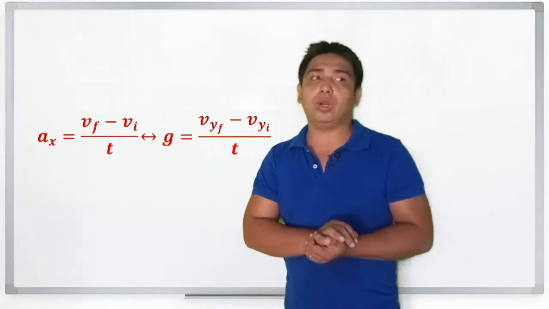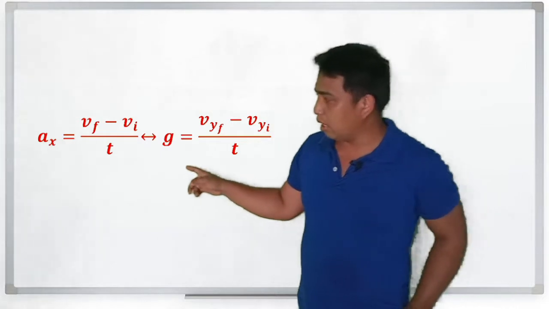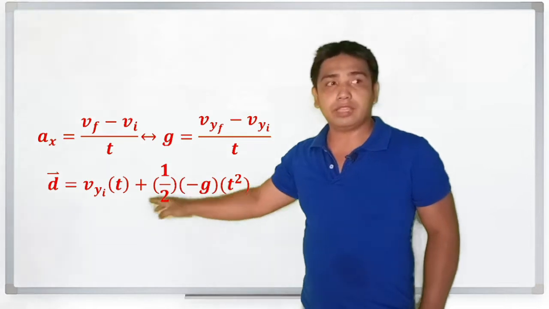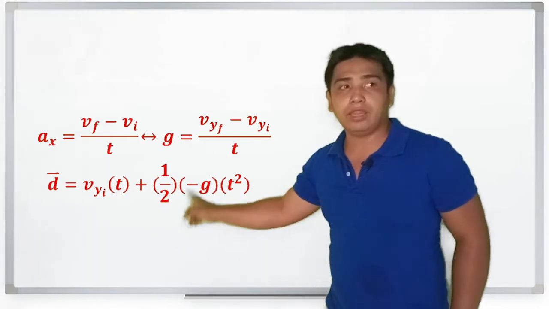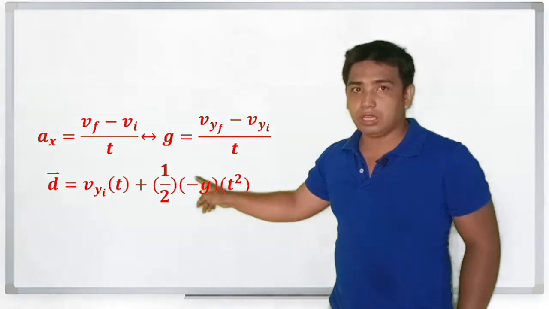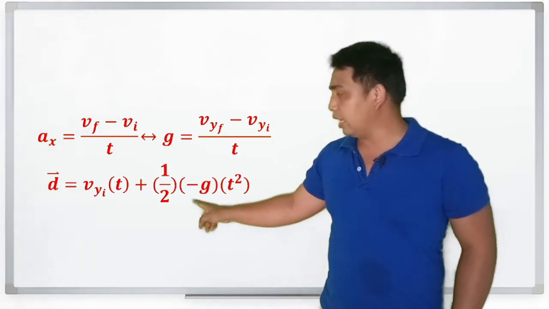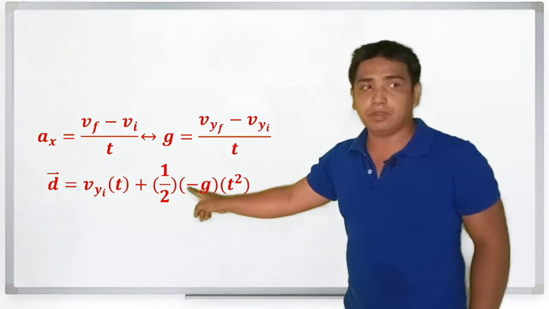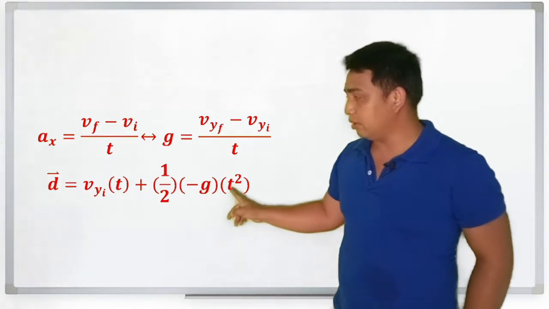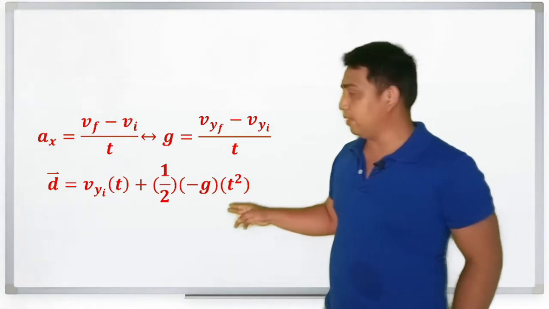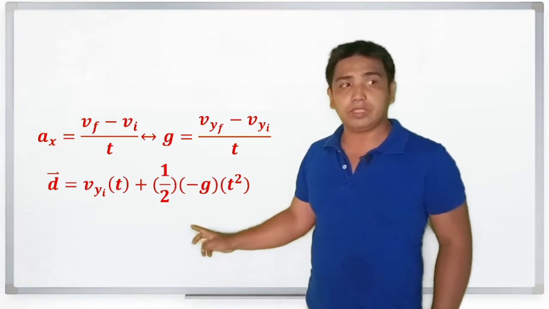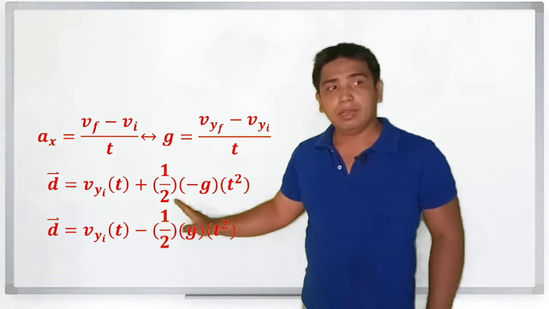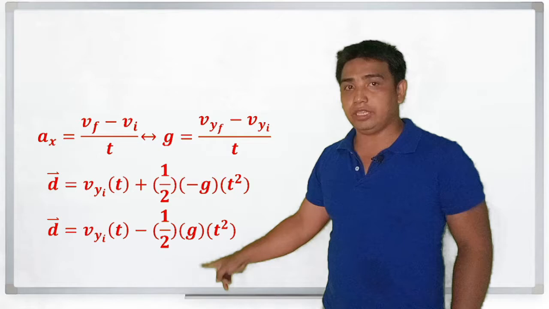It will serve as your review. Alright, so right now we can use d = v_yi times t plus 1/2 times negative g times t squared. Because this is constant and negative, that means it is directed downward, and it has a value of 9.8 meters per second squared. When we simplify this, positive times negative is negative, so displacement is equal to v_yi times time minus 1/2 g t squared.